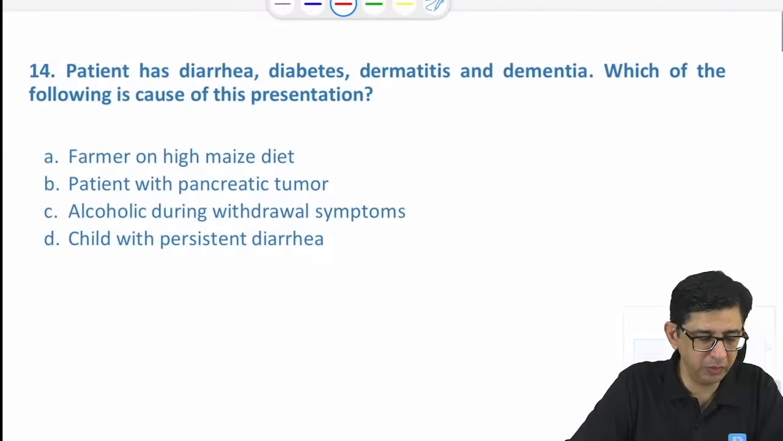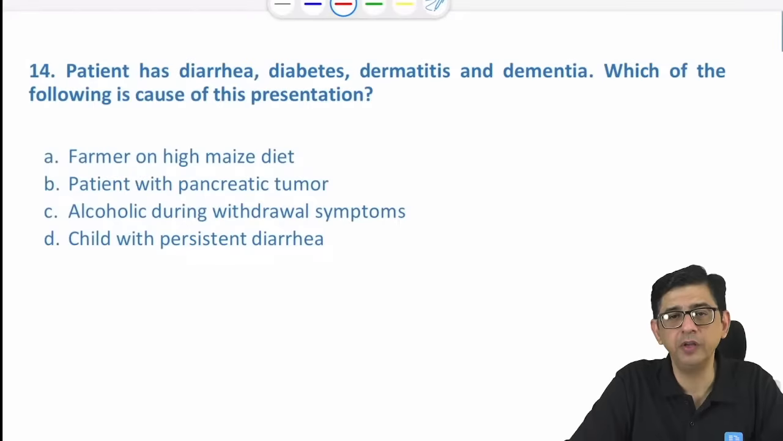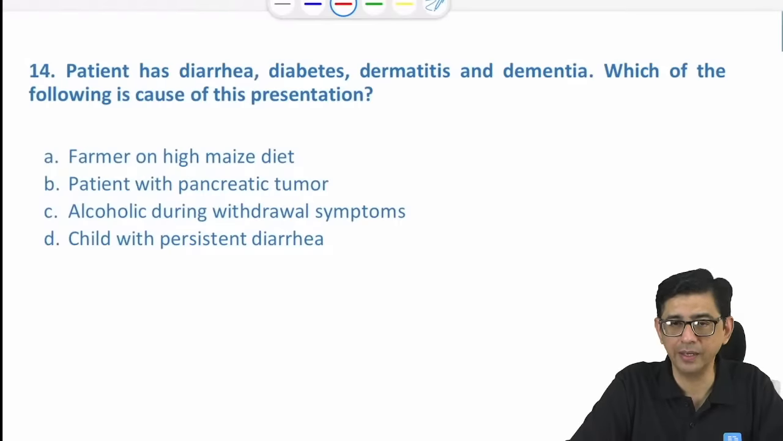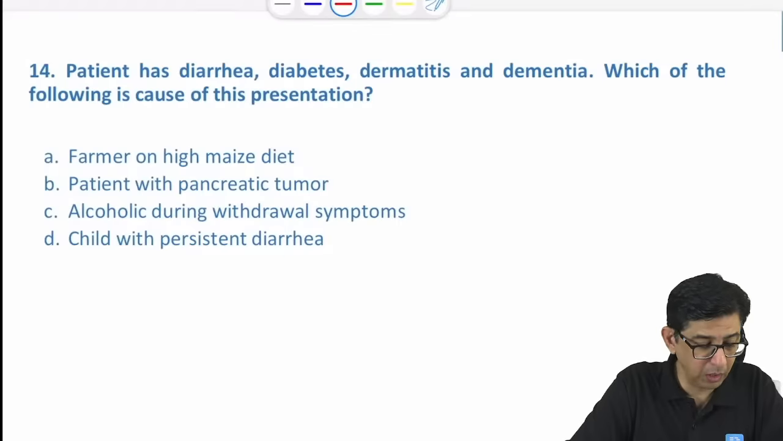Let's move on to the 14th one. A patient has diarrhea, diabetes, dermatitis, and dementia, and the question asks which of the following is the cause of this presentation. Deepak Kumar, I could not get the question for fluid of choice. For metabolic acidosis it is ringer lactate, and for metabolic alkalosis it is normal saline. If you were asking something else, let me know.